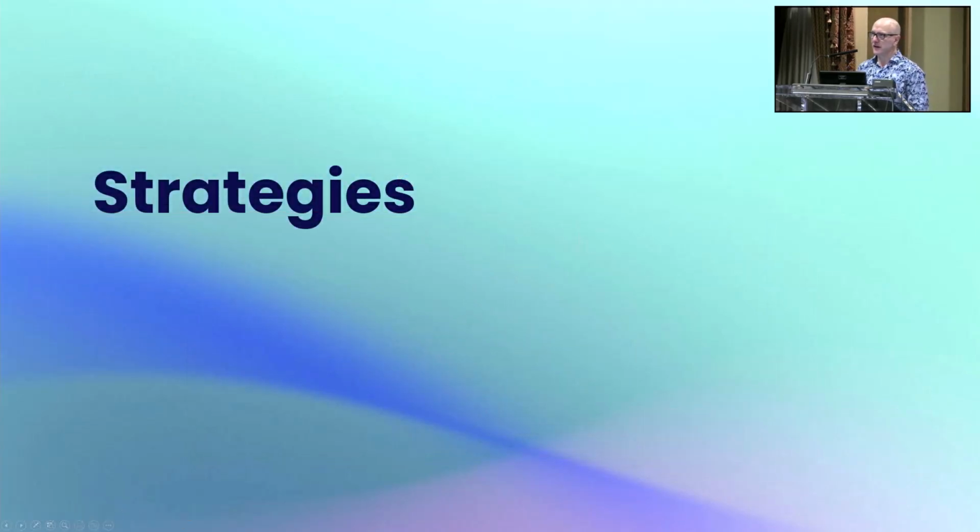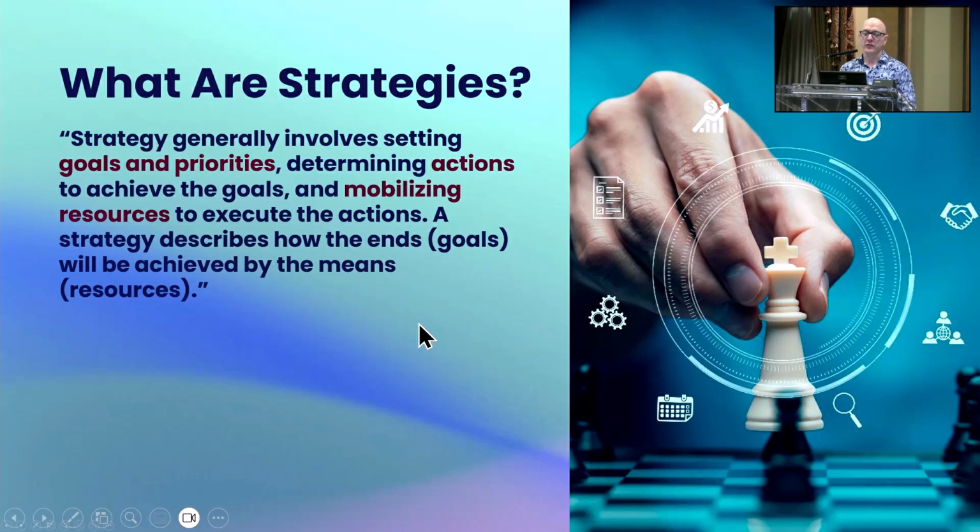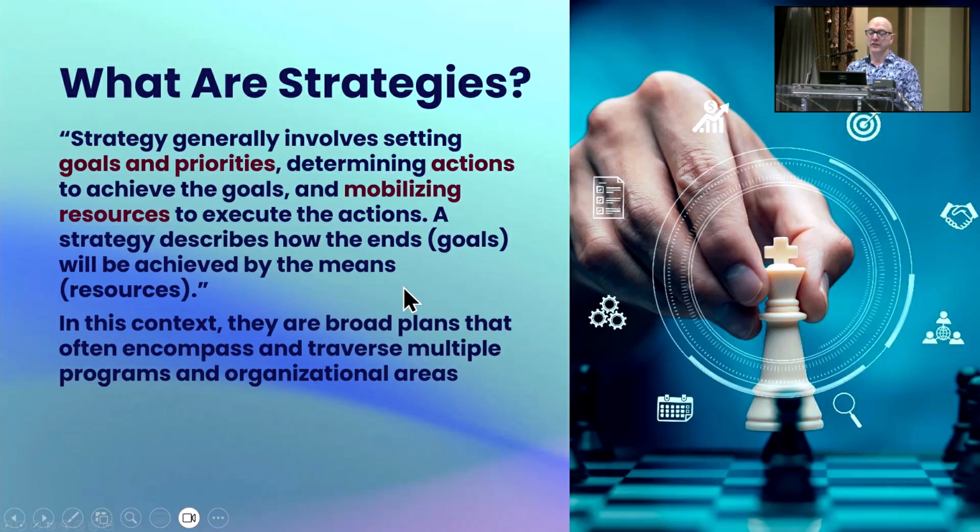So governance, and the document goes on a lot about some of the best practices, includes references, and I'll show you some examples. But really the meat of what we focus on in imaging informatics are the three categories that are kind of below it. So strategies, for example. So what are these? These are setting goals and priorities, actions to achieve the goals, and mobilizing resources to execute on the actions. It describes how the ends will be achieved through the means by assigning resources. In this context, they're just broad plans that often encompass and traverse multiple programs and organizational areas.